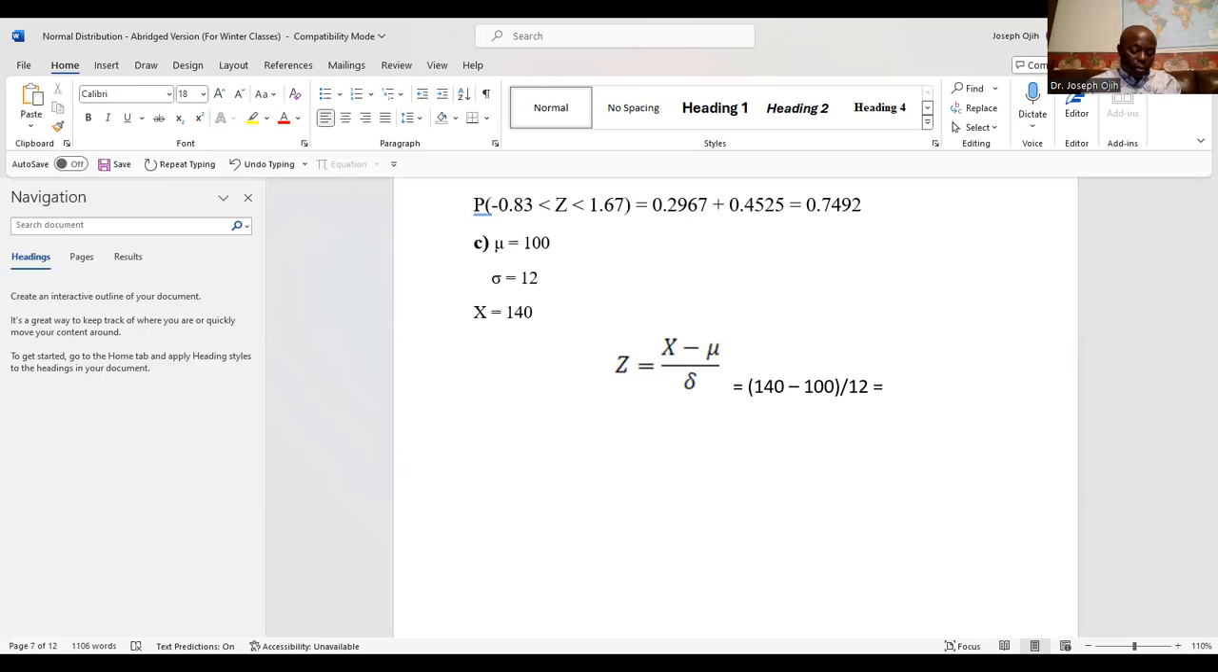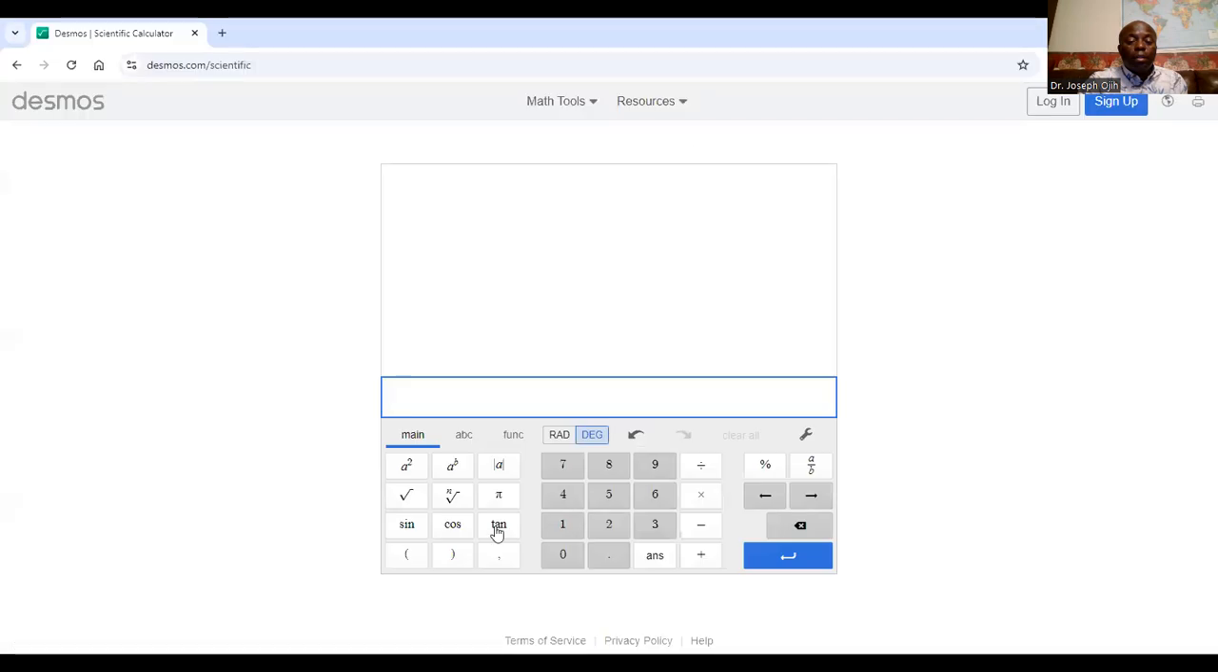So I got 140 minus 100 divided by 12, which is 3.33.